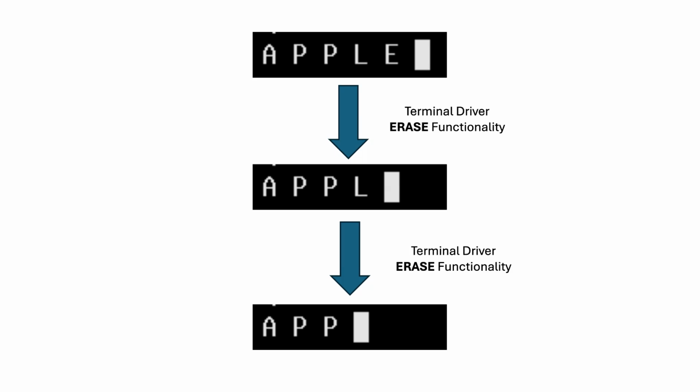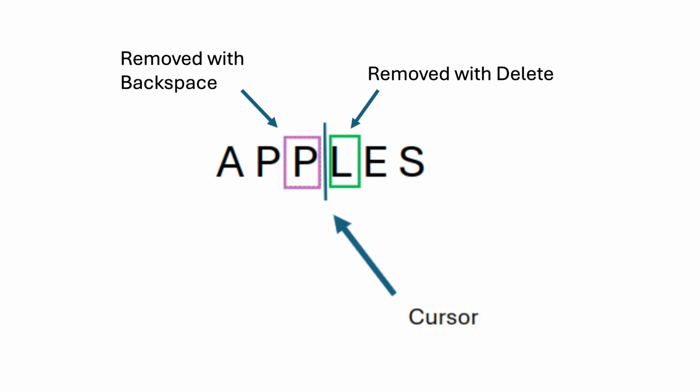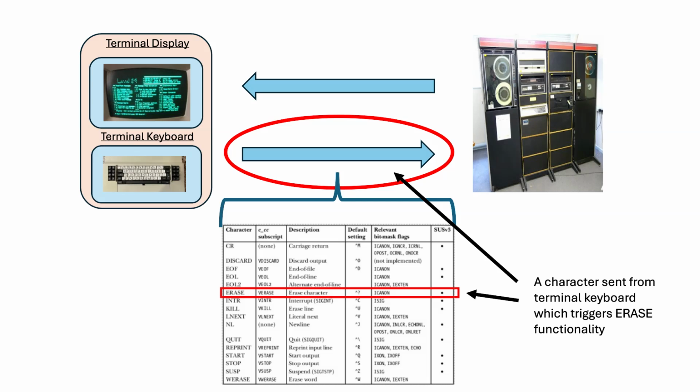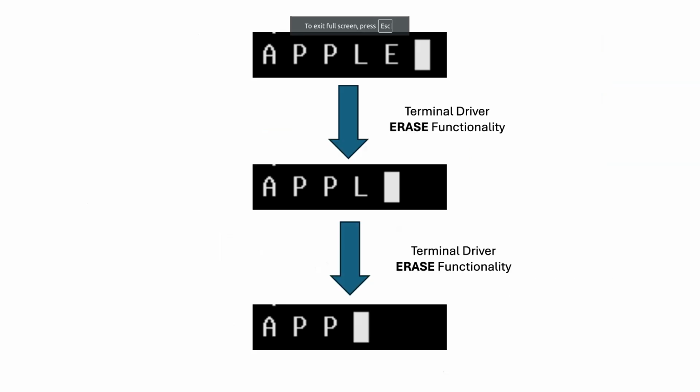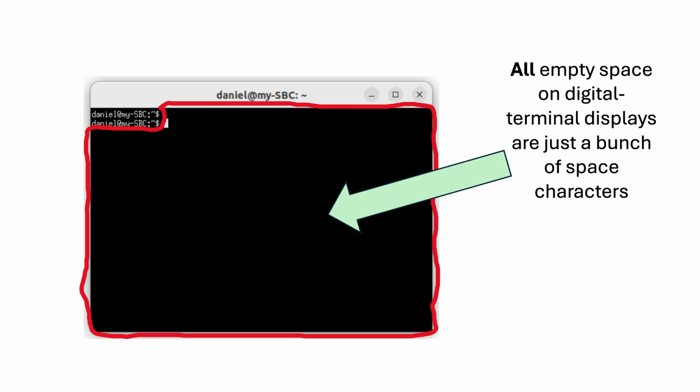This erase functionality is responsible for text deletion on terminal displays, essentially acting as a modern desktop environment backspace, removing characters behind the cursor. When a character sent from the terminal keyboard triggers this erase functionality, it deletes the character behind the cursor on the digital terminal display. It does so by replacing text with the ASCII space character, which has an empty glyph. This creates the illusion that text has been removed from the text cell and nothing is there. In reality, whenever you see any empty space on a digital terminal display, it's actually just a bunch of printed graphical ASCII space characters. This creates the illusion of empty space.